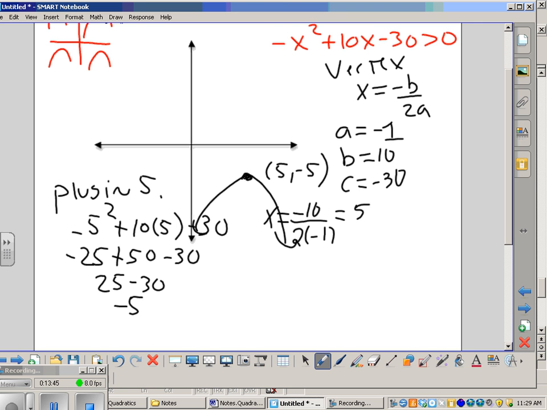So if the vertex is 5, -5, and the graph opens down, and you want to know when the graph's y values are greater than 0, there's no values above the y-axis. So no solution. You want to know when that graph's y values are greater than 0, and there are none. There's not one time when the y values are above the x-axis.